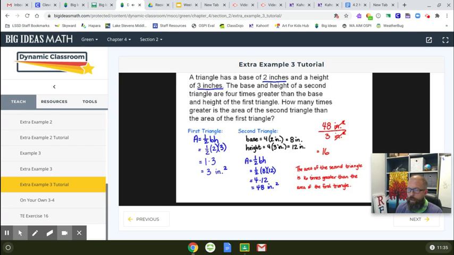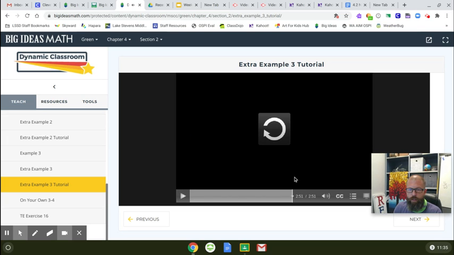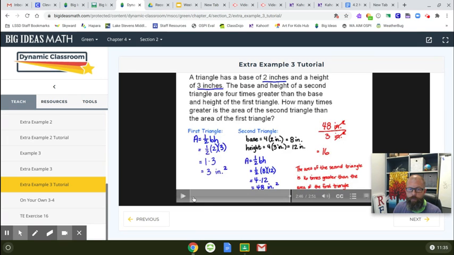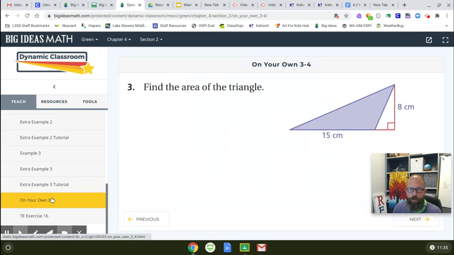There you have it. I like to draw pictures. She didn't draw pictures, but 48 over 3 is 16, so it's 16 times bigger. Let's try a couple on your own. Oh, we'll do them together, actually.